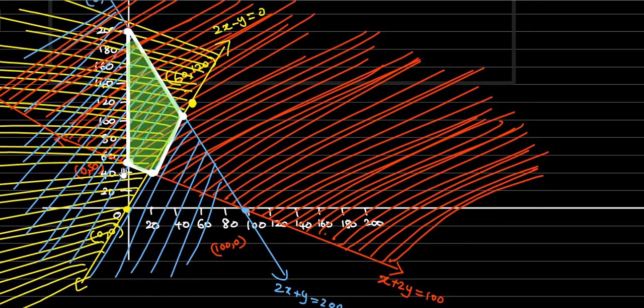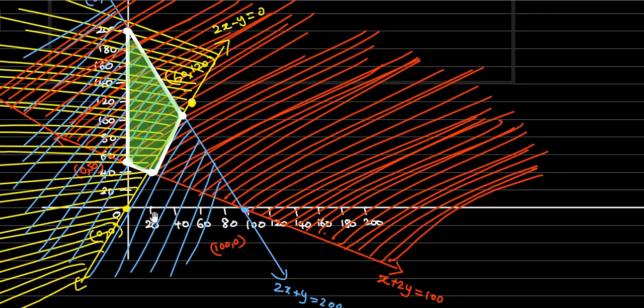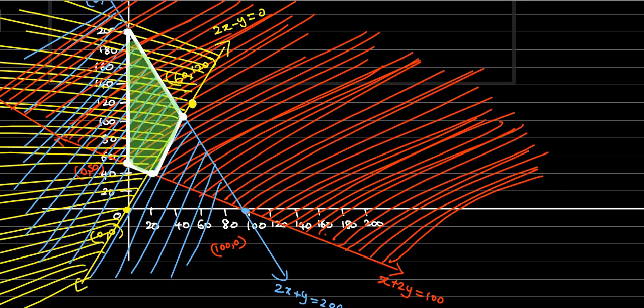So what is this particular point? 0 comma 50, and this point is 20 comma 40. I'll write the same. This point is 0 comma 50, I'll name this as A. This point is B, that is 20 comma 40.